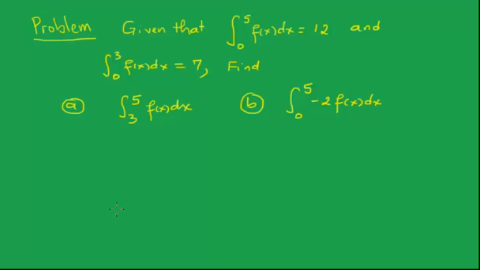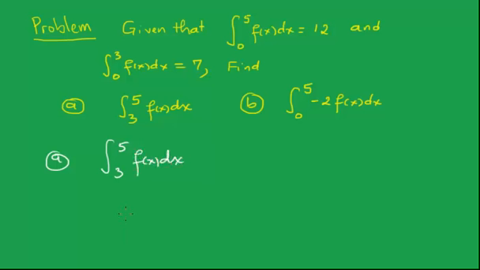In this video, we are going to solve the given problem. It says, given that the integral from 0 to 5 of f of x dx equals 12, and the integral from 0 to 3 of f of x dx equals 7, find the integral from 3 to 5 of f of x dx. So let's start with the first one. A, we want to find the integral from 3 to 5 of f of x dx.